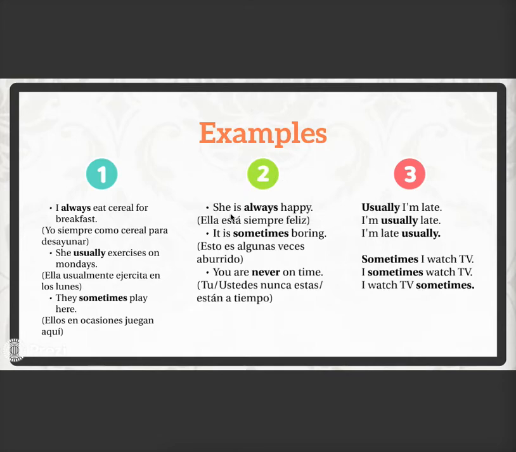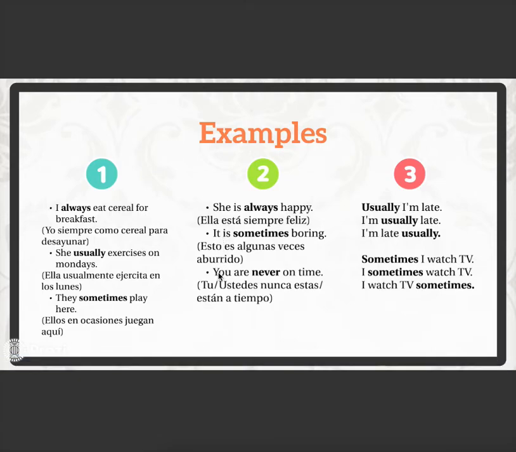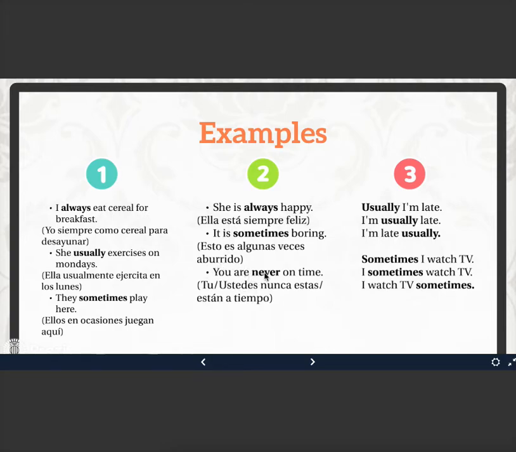The first one, she is always happy. Ella siempre está feliz o ella siempre es feliz. So, can you see subject, we have verb to be, and then we have the frequency adverb and the complement. What happened with the next one? It is sometimes boring. Eso es algunas veces aburrido. It is sometimes boring, but once again, you have subject, verb to be, and then the frequency adverb. Or you can say, you are never on time. Tú nunca estás a tiempo. Tú nunca llegas a tiempo. So, once again, subject, verb to be, and frequency adverb plus complement. Questions about the use of frequency adverbs with verb to be, guys?